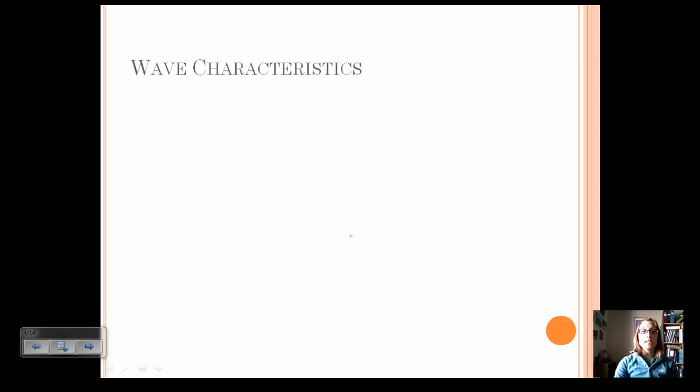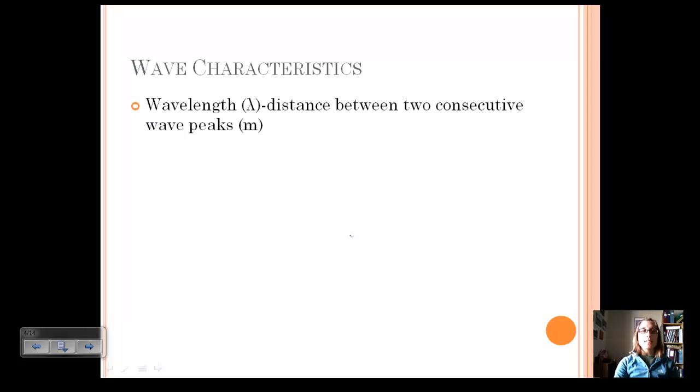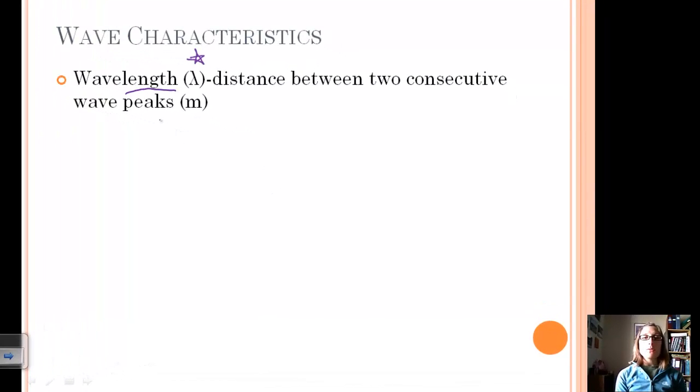So before we talk about electrons, let's talk about wave characteristics in general. Okay, so wavelength, which is symbolized with the Greek symbol lambda, it's kind of like an upside down Y, is the distance, because of the length, between 2 consecutive wave peaks. And it's usually given in meters. Now this can be any point on the wave. It doesn't have to be peak to peak. That's just kind of the easiest spot to look for. But it's the length between waves.